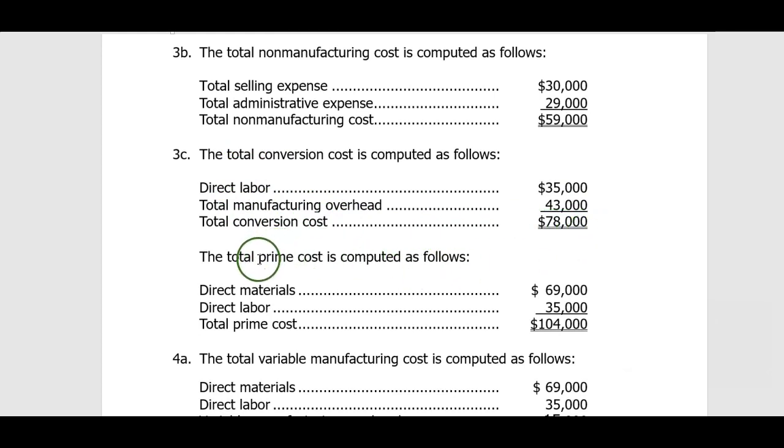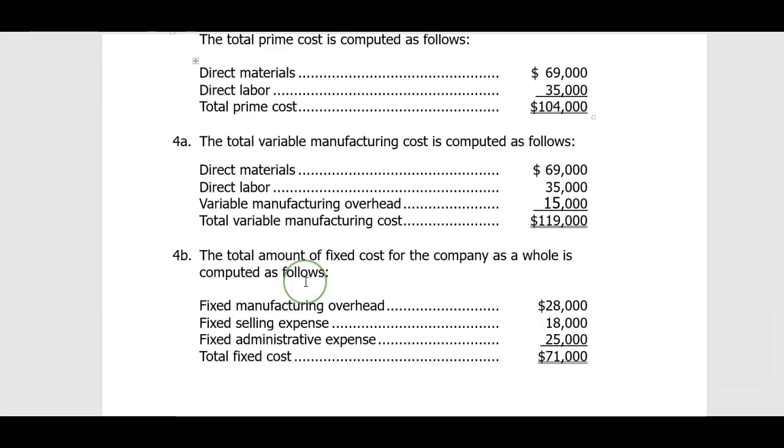Prime cost by definition are direct materials and direct labor. So they total to $104,000. So we can see that direct labor is in both of these, just by definition. Direct labor is part of conversion cost, and direct labor is also a prime cost.